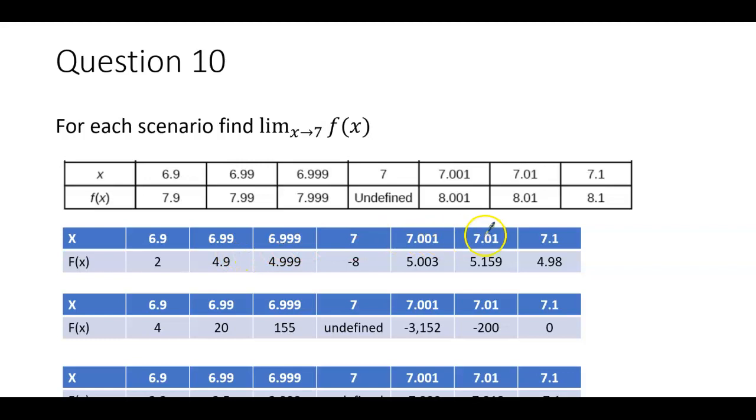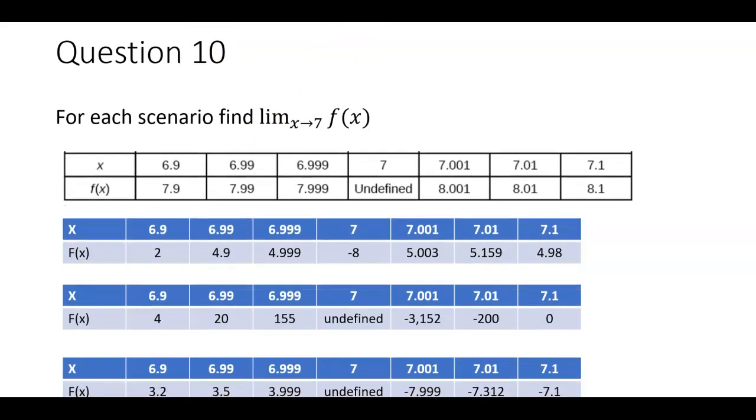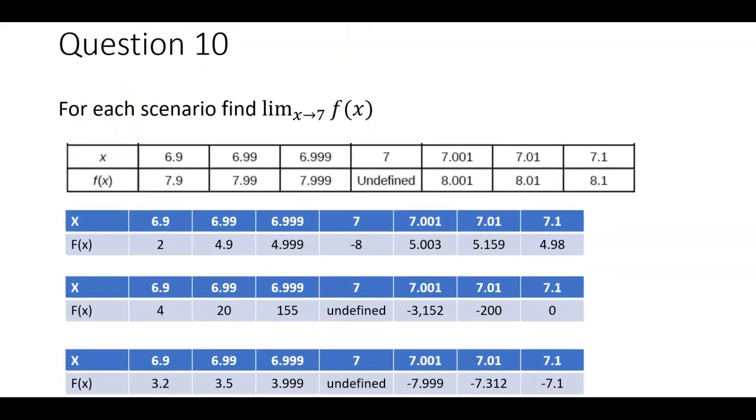Same x value, so I'm not going to change that. In all these tables that I have, I'm having x approach 7, but what's happening in the y column is different. So let's take a look here. What's happening with this one? This one goes from 2 to 4.99 to 4.999. This one seems to be getting really close to 5. How about this one? 4.98, 5.159, 5. So this one's also going to 5. Okay? So the limit must be 5.